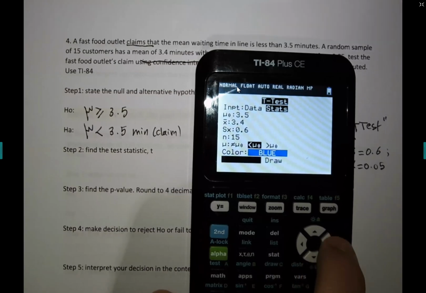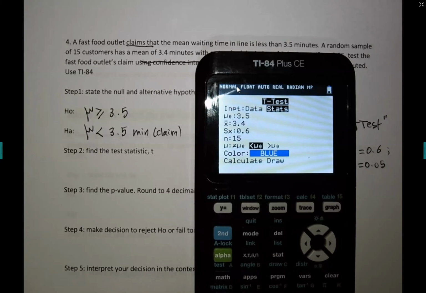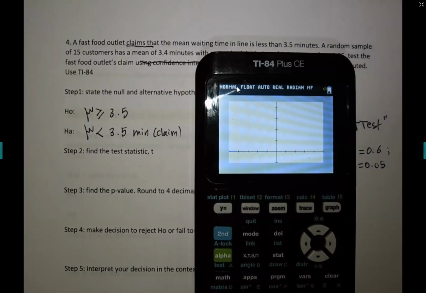And let's do a draw so you can see the p-value in action. If the p-value is shaded, it's going to show on the left, guys. Watch. Oh, it's a huge p-value. That means you're going to fail to reject HO. Oh, wow. So T is negative 0.646.